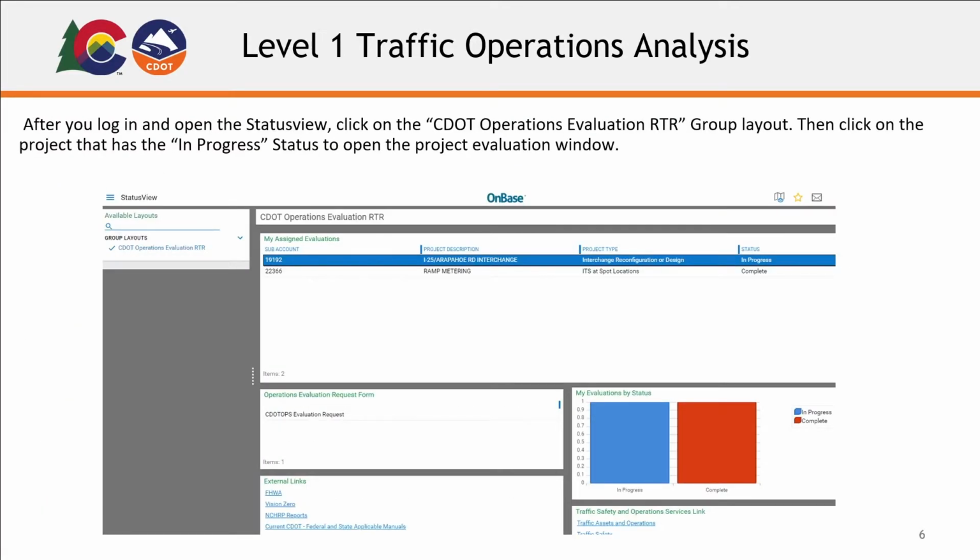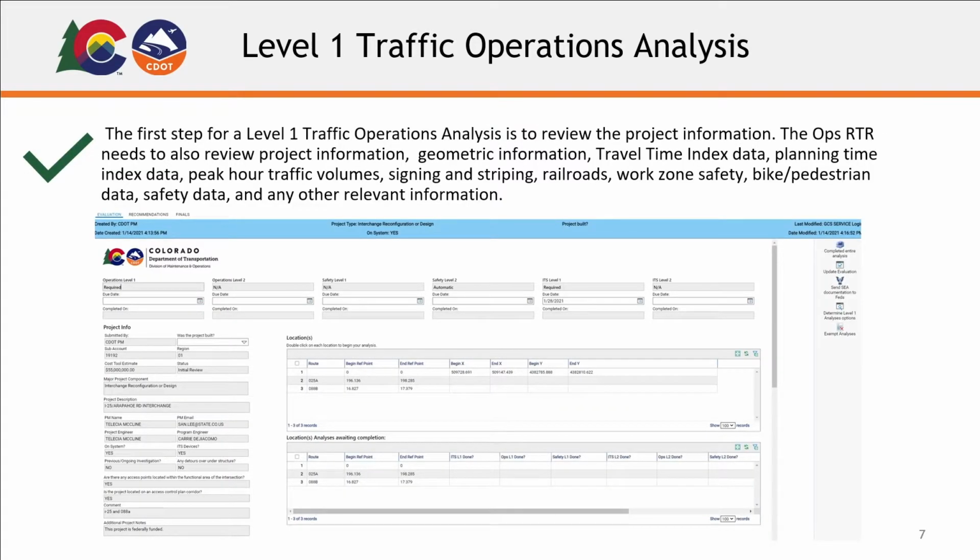After you log in and open the status view, click on the CDOT Operations Evaluation RTR group layout. Then click on the project that has the In Progress status to open the project evaluation window. The first step for a Level 1 traffic operations analysis is to review the project information.